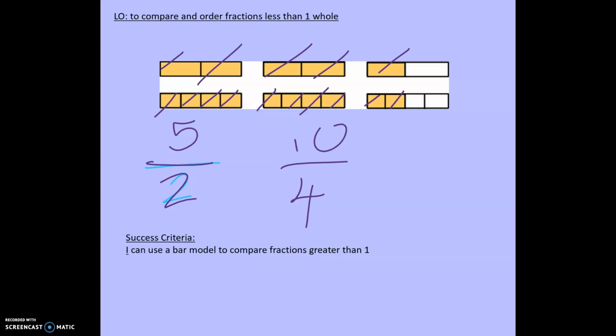And I can see quite clearly that if I was to draw my line to see if they are equivalent, that they are equivalent and they're worth the same. So for this fraction, it wouldn't matter whether I had 5 halves or 10 quarters because they're equivalent and I'd get the exact same amount.